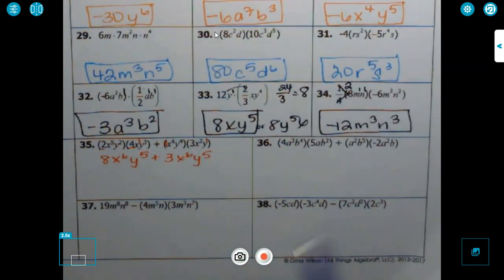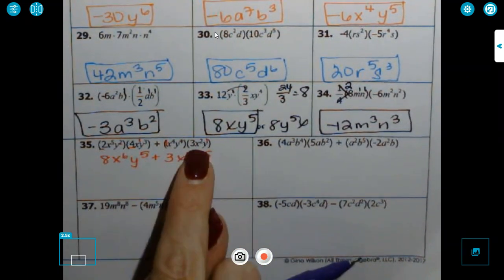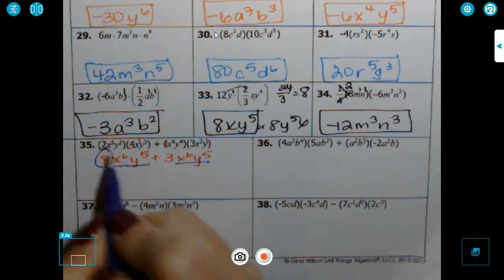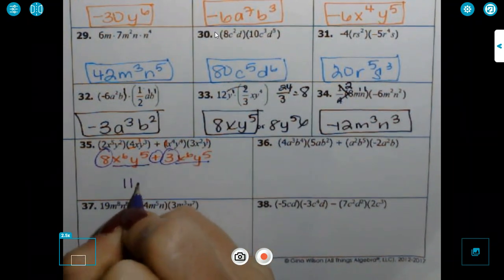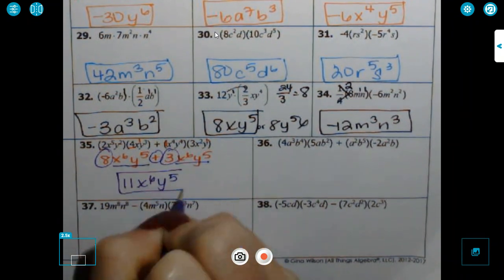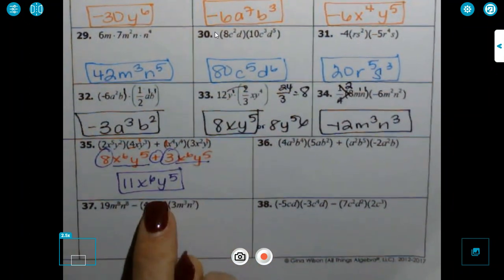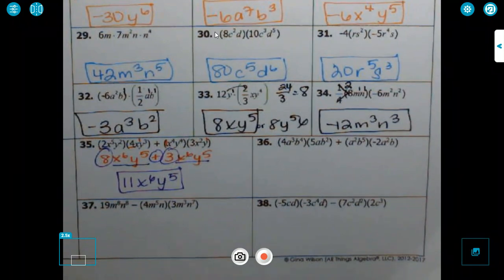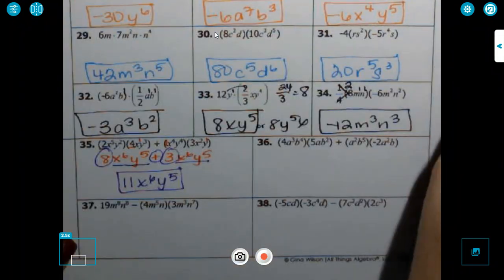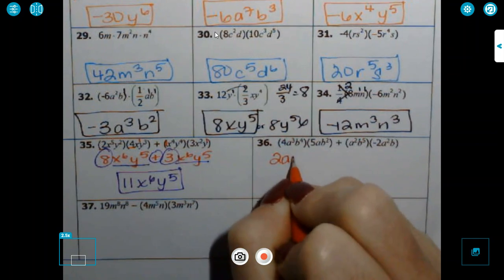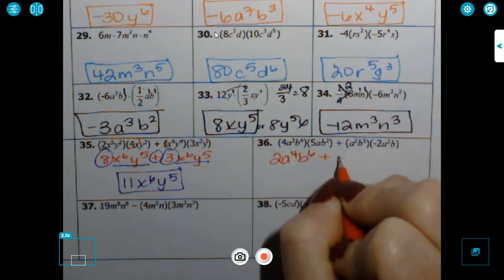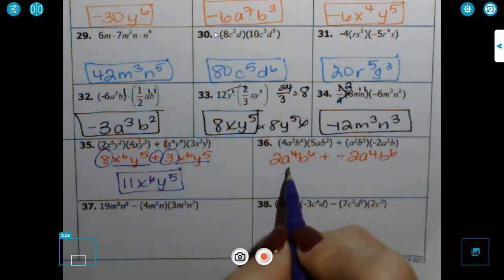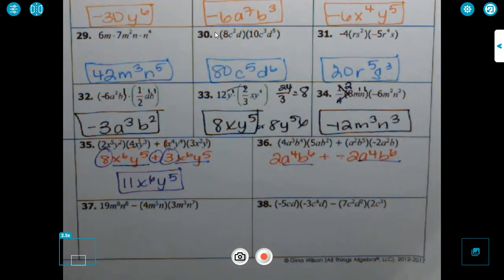And now you're going to see that up here, they didn't look like terms. But once I simplified, they are. They both have that x6, y5. So now I'm going to add 8 and 3, which is 11, x6, y5. And the variables stayed the same. Okay, it's just like adding 8x and 3x. It's 11x. But the x6, y5 has to be the same. Okay, so again, once I simplified over here, now I do have the same variables and exponents.